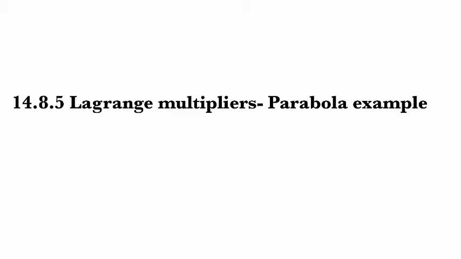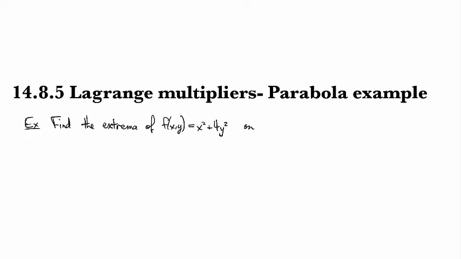So for our next example, we're going to look at how to find the extrema of another quadratic polynomial in two variables, x squared plus 4y squared, on the parabola y equals x squared minus 2.